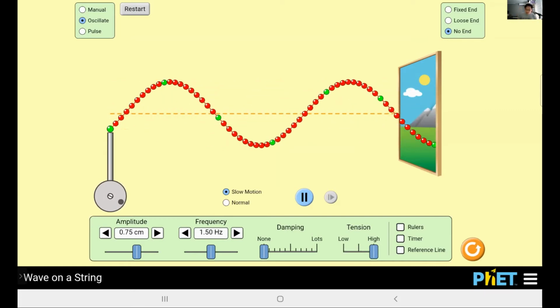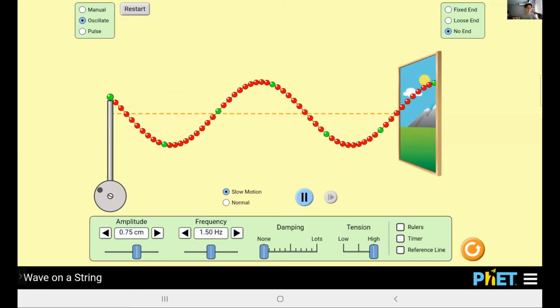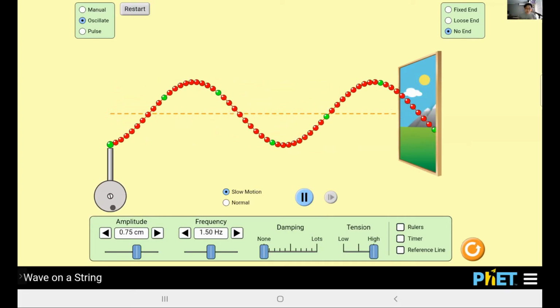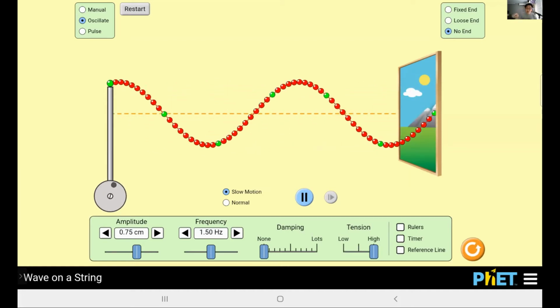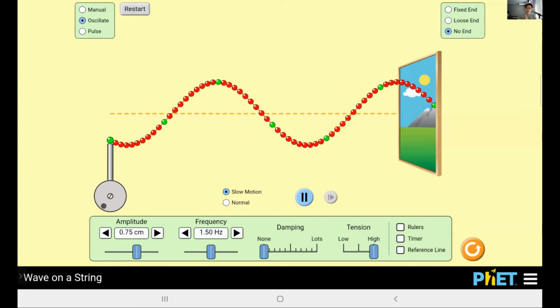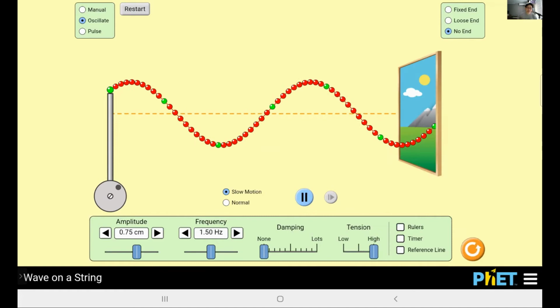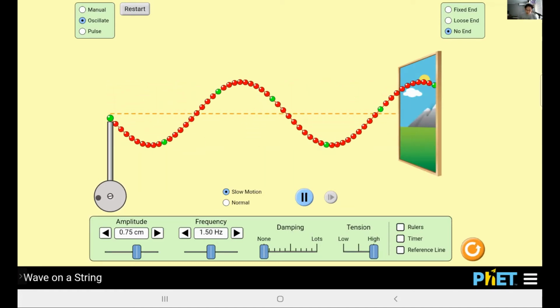Okay, let's get started here, guys. I hope you see the animation now. The best way to get to this is to search in the lower right corner, where you can see PhET. You can just search on that, and then add something like wave on a string in there. It will get you right into this simulation.